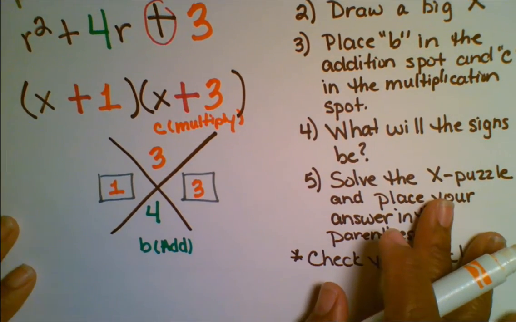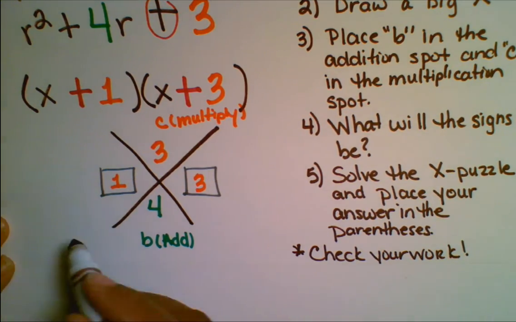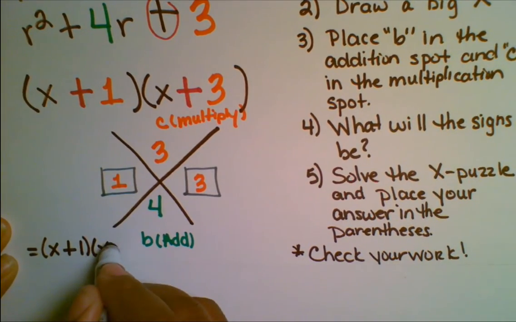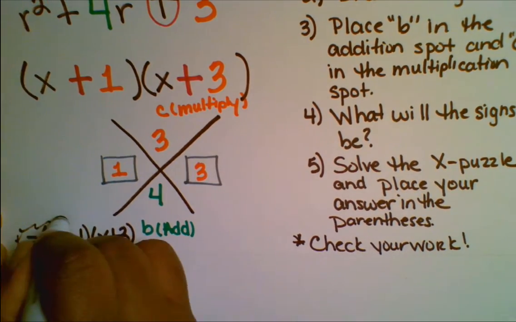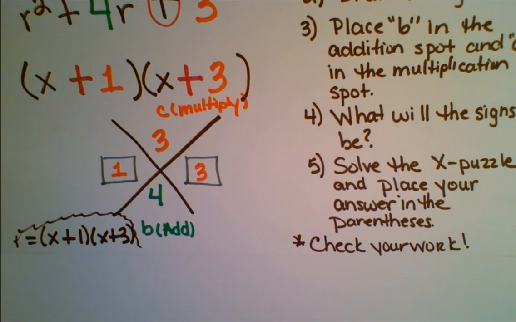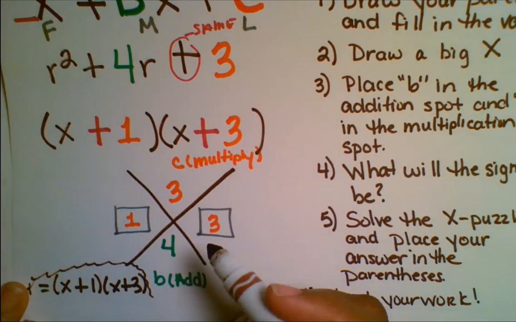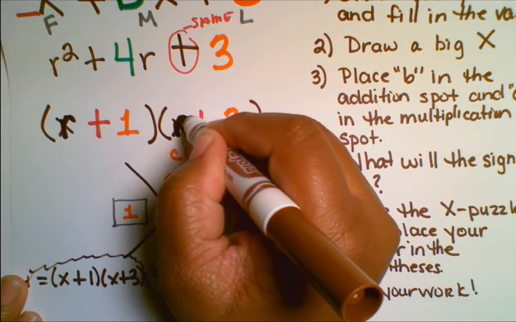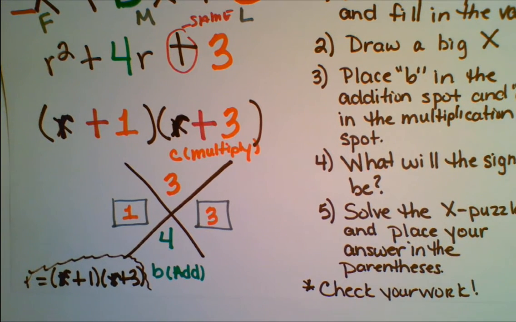So our solution to this question is x plus 1 times x plus 3. And we can check our work by FOILing. When we FOIL our answer, I said x, and the variable should be r. That's my mistake, I'm sorry. So let's go ahead and change this. It should be r plus 1 and r plus 3.